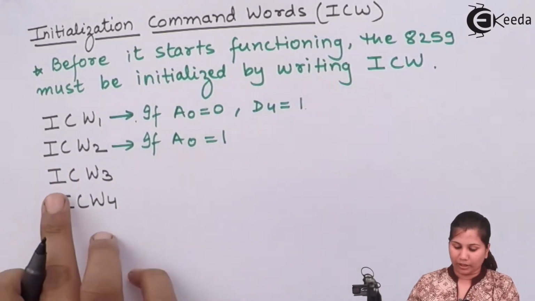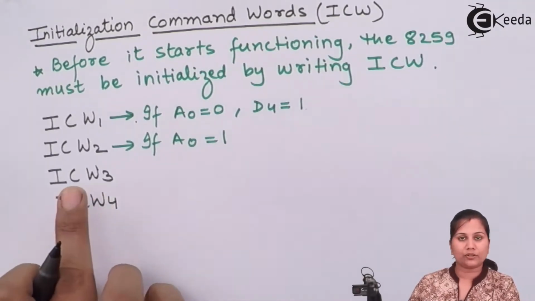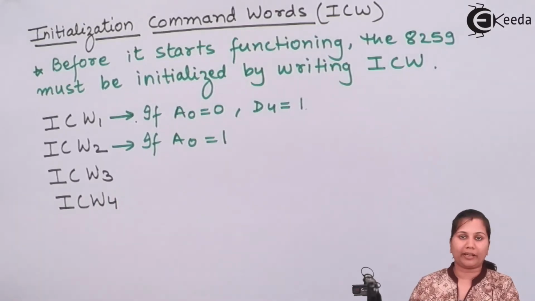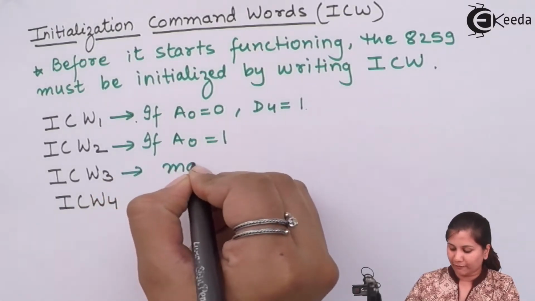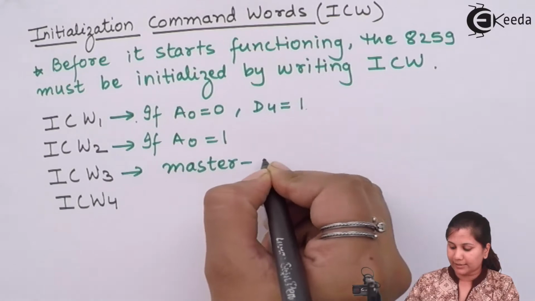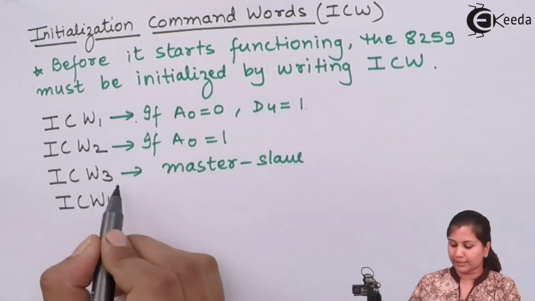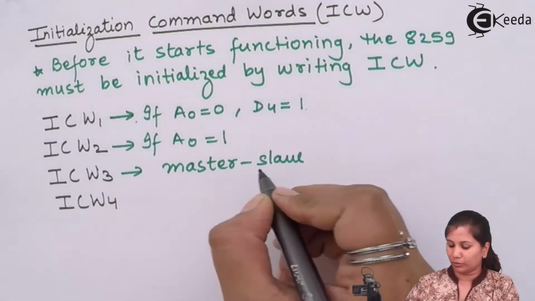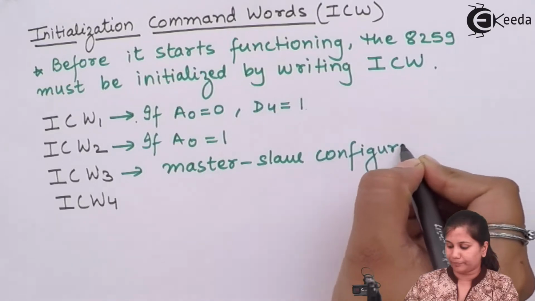Now coming to the initialization command word third, this command word is used whenever the 8259 IC is working in the master slave configuration. It means that when we are using several 8259 ICs cascaded to each other, this command word will work only when the ICs are in master slave configuration.